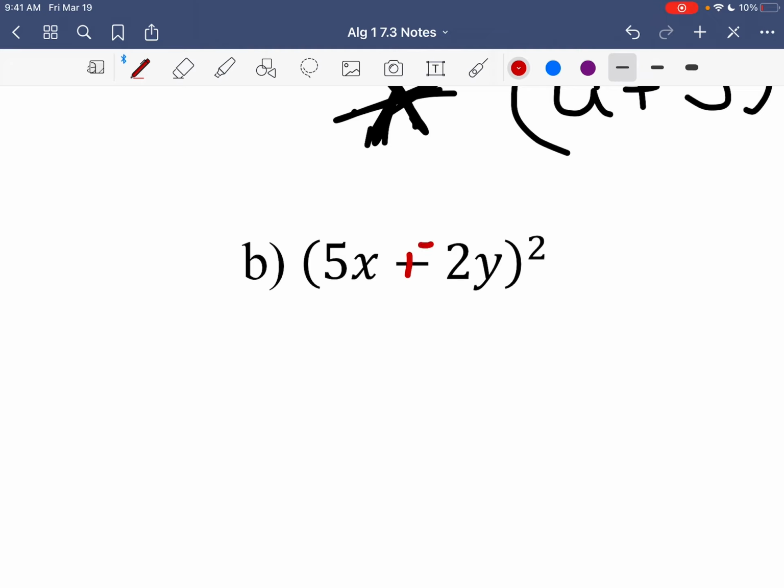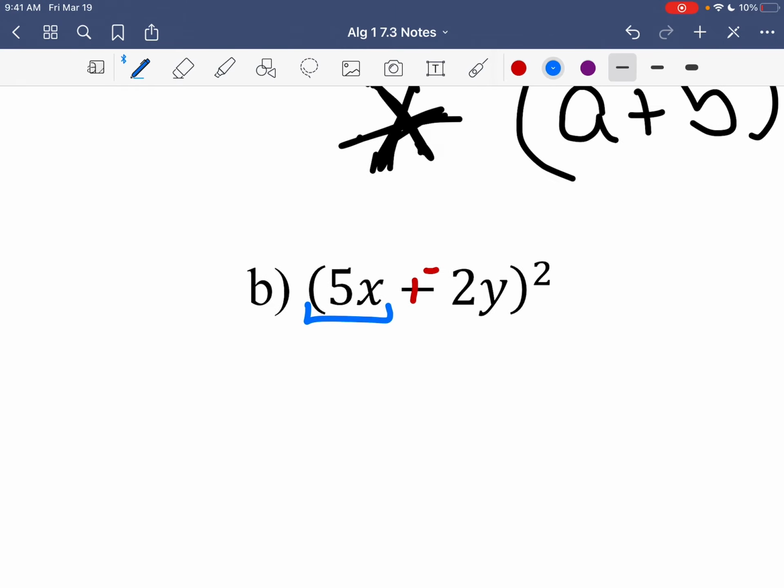First thing I'm going to do is rewrite it as plus a negative. And again, I'm going to use my shortcut. The first one I do is I square that first term. I take 5x times itself, which is 25x squared. And then I'm going to jump and do the last term. I take the negative 2y times itself. Negative 2y times negative 2y is positive 4y to the second.